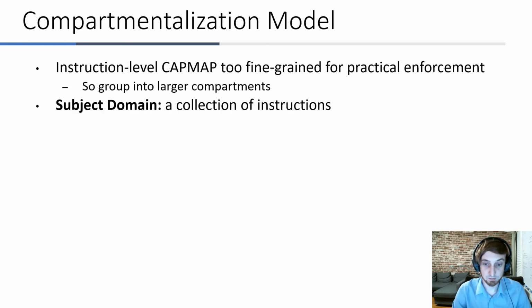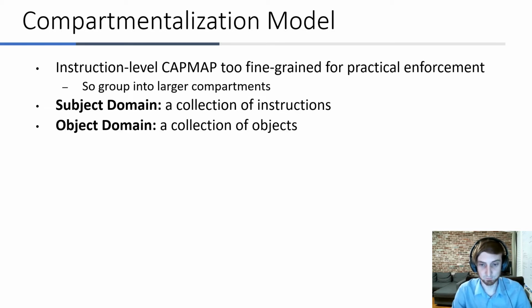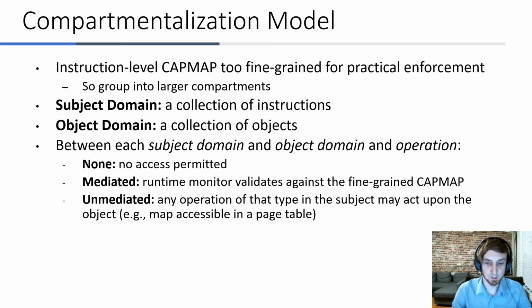We define a subject domain as a collection of instructions. Every instruction goes into exactly one subject domain. We define an object domain as a collection of objects. Every object goes into exactly one object domain. And then between each subject domain and object domain, and for each operation, we define a mediation type. There are three possible mediation types.